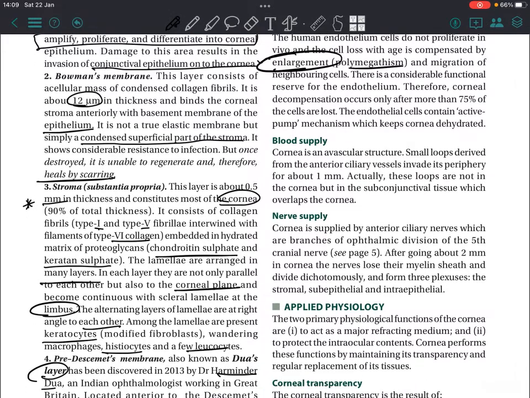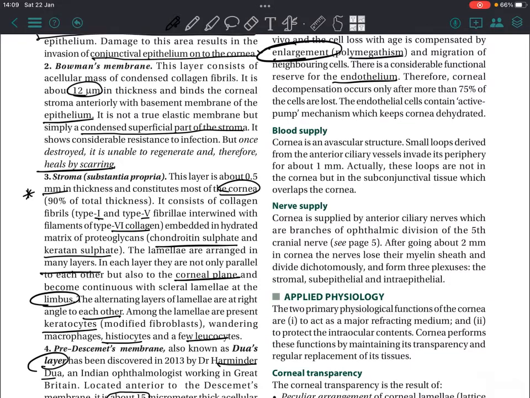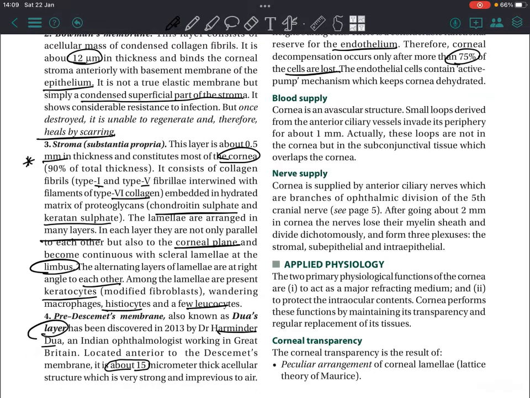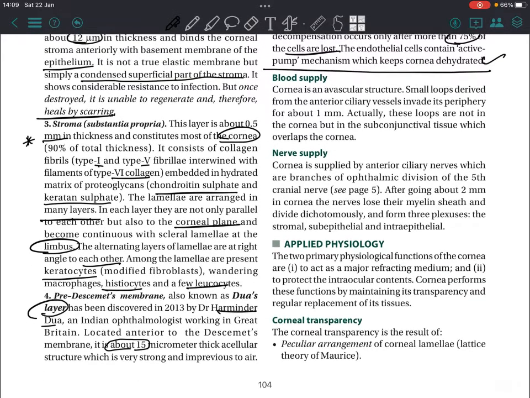There is considerable functional reserve for the endothelium. Therefore, corneal decompensation occurs only after more than 75% of the cells are lost. The endothelial cells contain an active pump mechanism which keeps the cornea dehydrated.